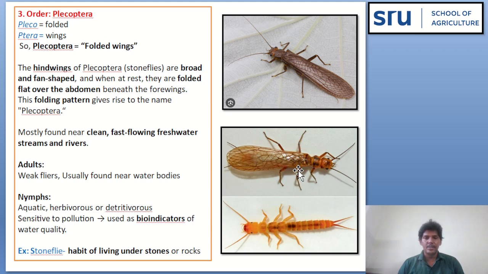If the insects, meaning Plecoptera, are not there in the water, then we can say that it is a polluted water body. An example is the stonefly, which has the habit of living under stones or rocks.